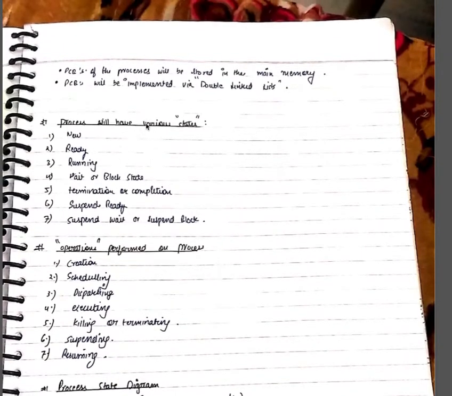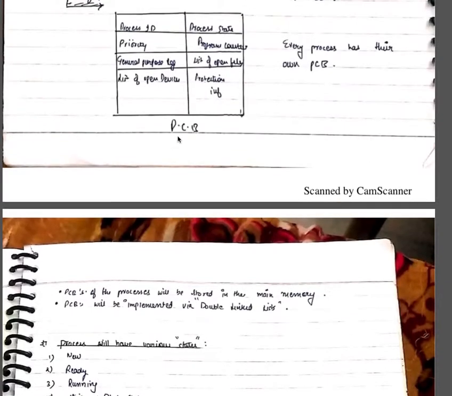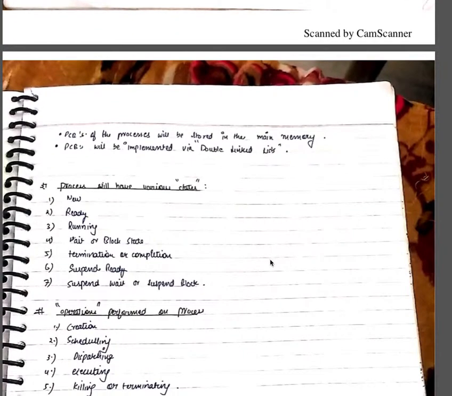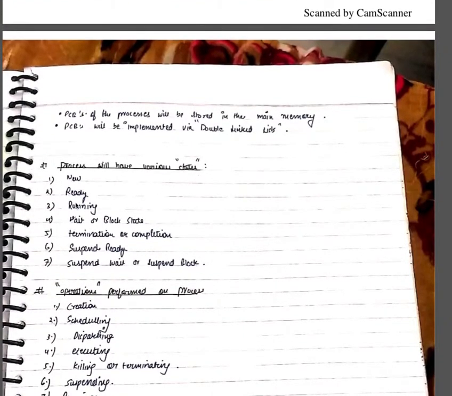Before that, a process can have various states. As I told you, we had the process state attribute, right? Now let's see what are the various states that it can be. New: the process is just created. Ready: it is in the ready queue. Running: it is with the CPU. Wait or block: it is doing input output, or it is in the block state.